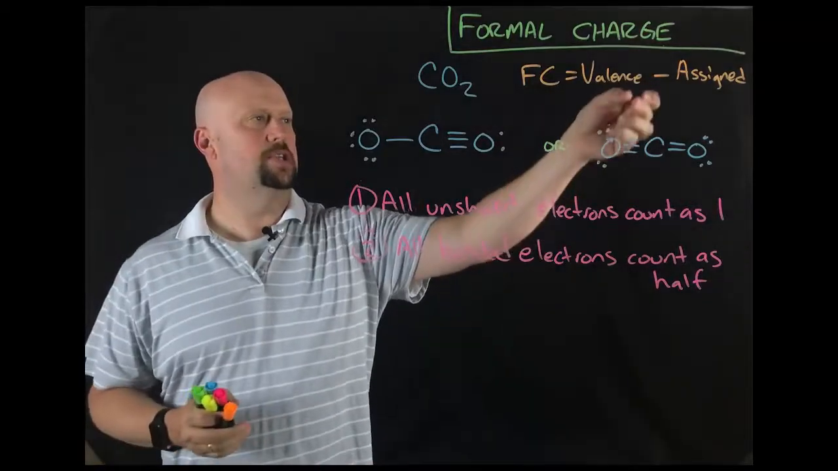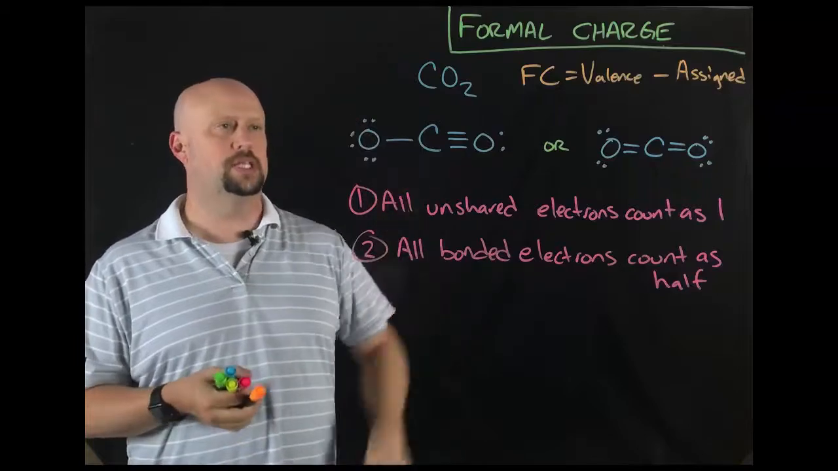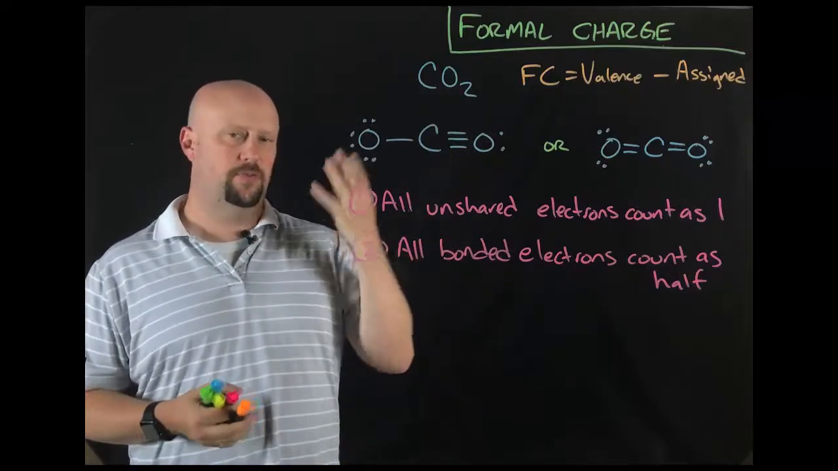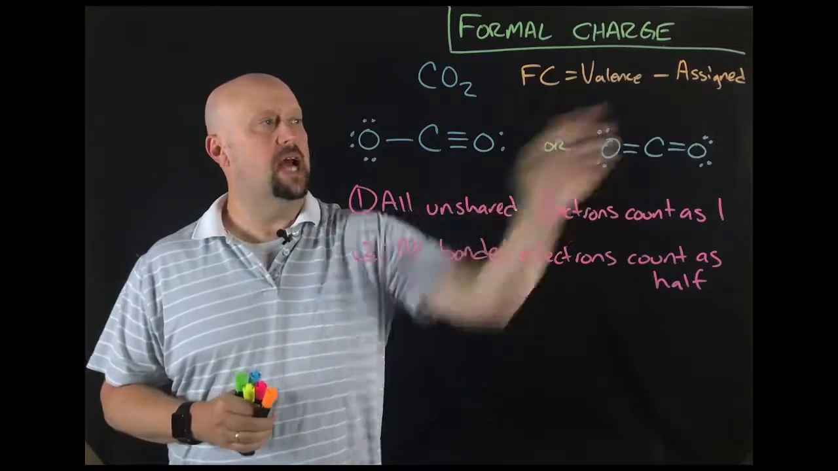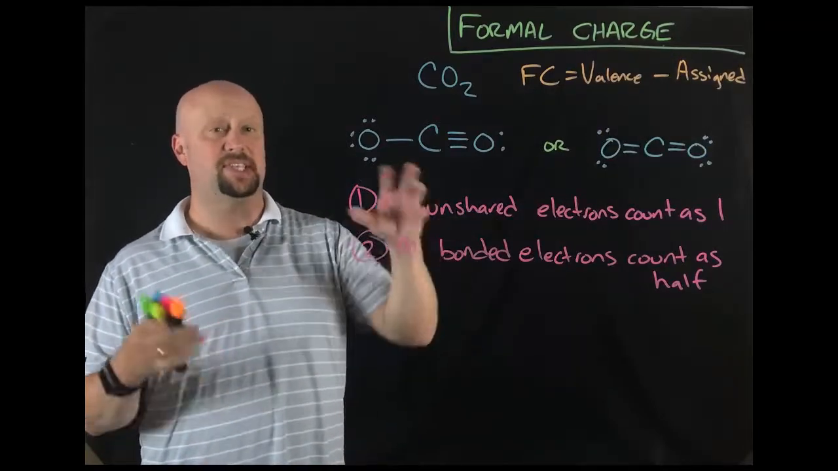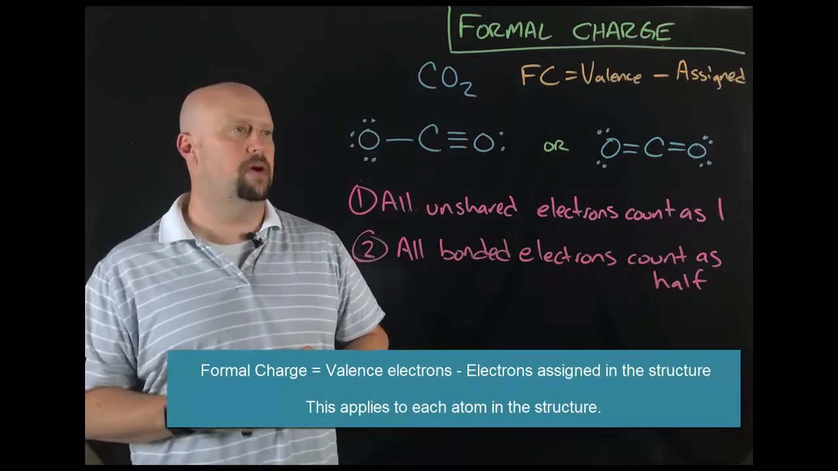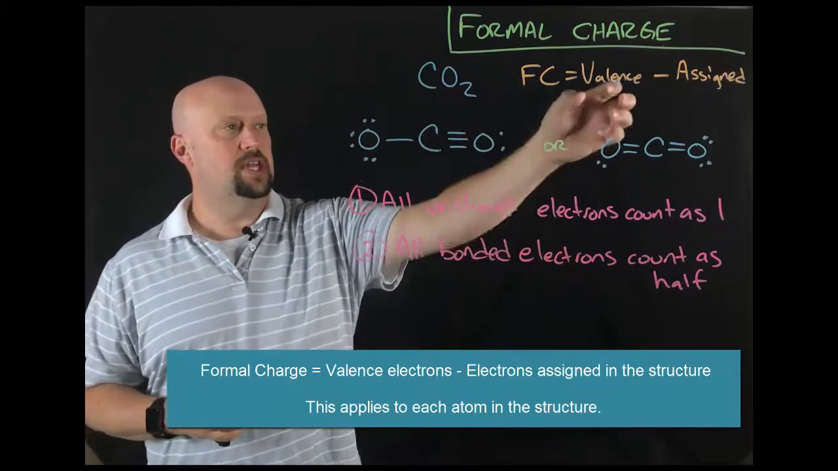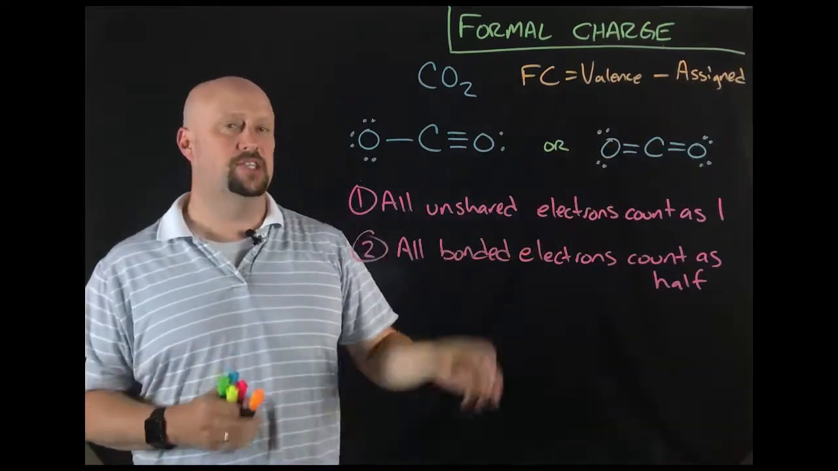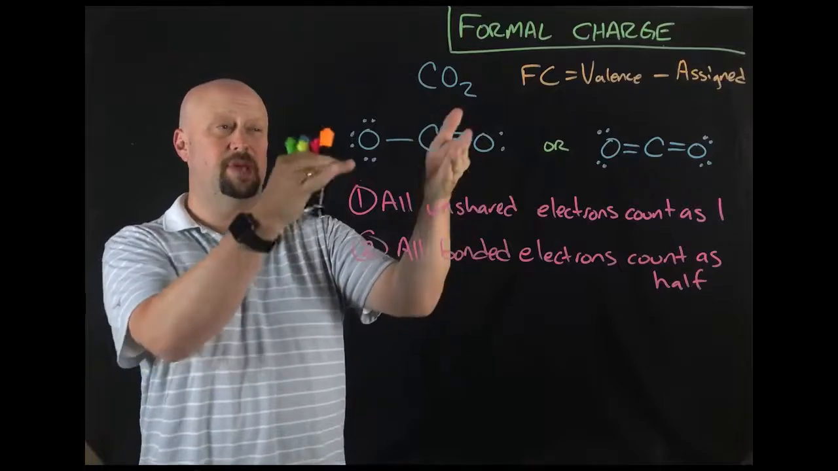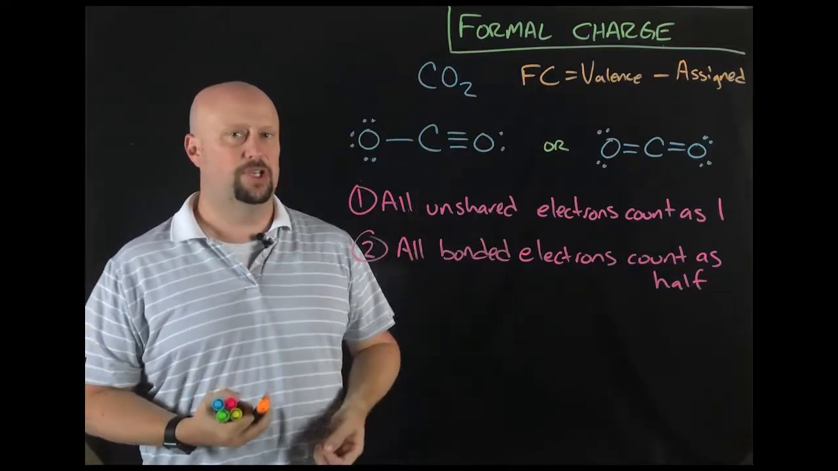Formal charge is equal to the number of valence electrons that atom would normally have. You looked at it on the periodic table, and you said, hey, carbon has 4 valence electrons. That's valence, okay? Minus how many electrons is that atom assigned in the molecule, given these two rules down here in pink on the bottom, okay? So you take the number of valence electrons that it would normally have, you subtract how many are assigned to it in the particular setup that you've drawn in your molecule, and then you give it a formal charge, okay?